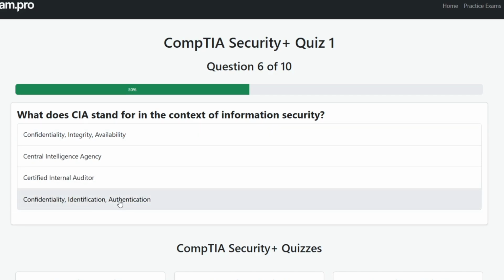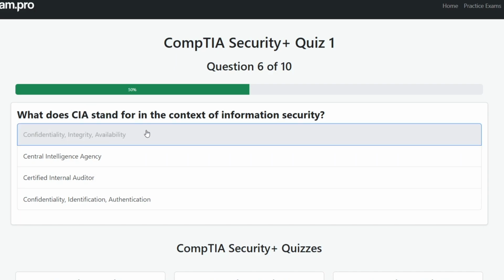Not gonna lie, this CIA term right here kind of reminds me of the AAA triad from networking, which is authentication, authorization, and accounting. So that kind of reminds me of this, but the correct answer for the CIA triad is confidentiality, integrity, and availability.